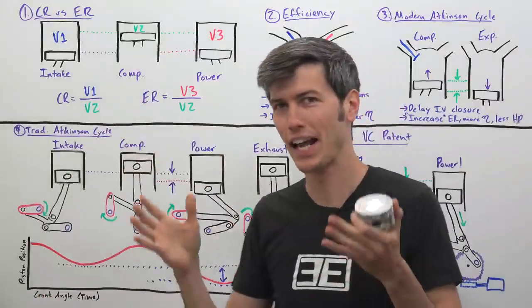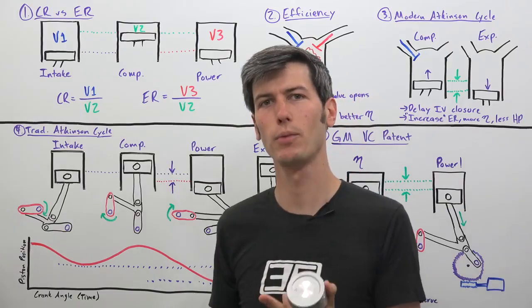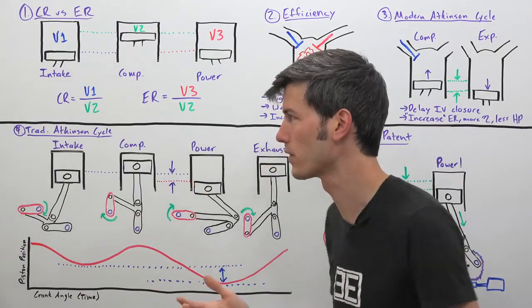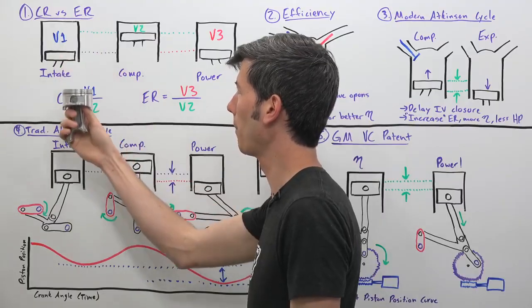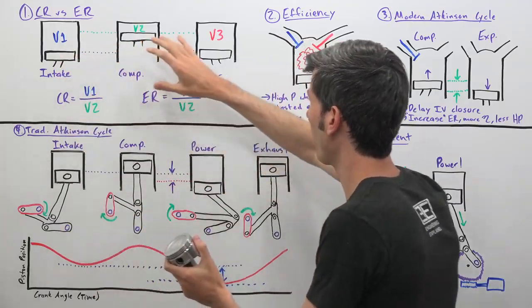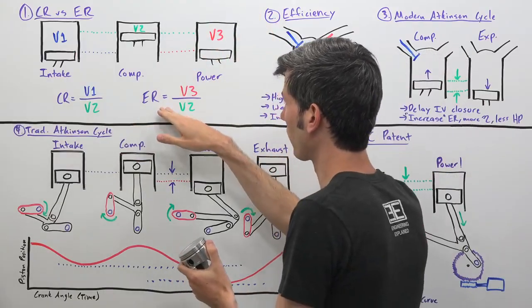Now, GM's engine has independent compression and expansion ratios. So the first thing we need to understand is what's the difference. A typical engine will have your 4 strokes: intake, compression, power, exhaust. And so here we've got that laid out and we're going to illustrate what the difference is between a compression ratio and an expansion ratio.